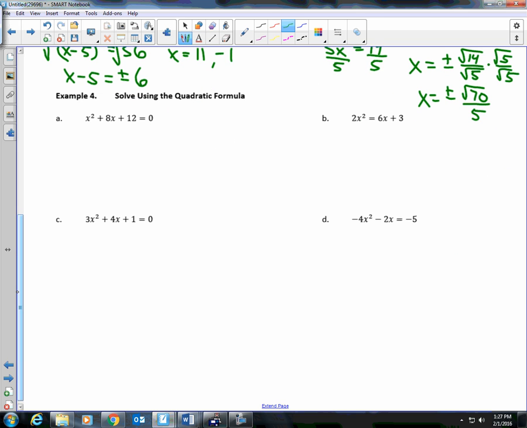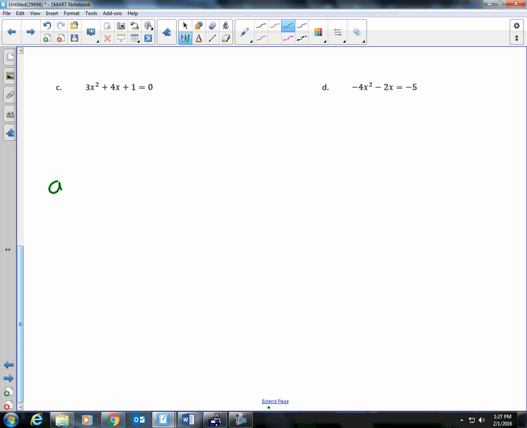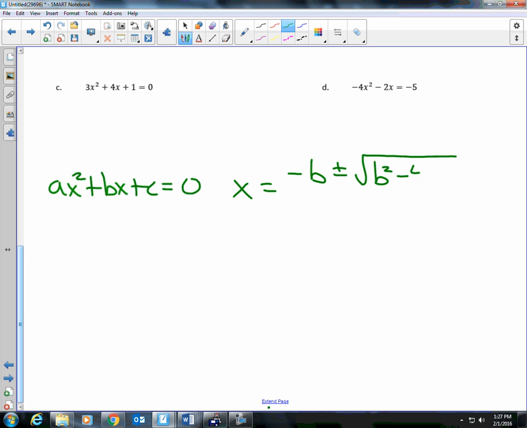Another thing we want to practice is, let's say something doesn't factor. We're going to need to use the quadratic formula. The quadratic formula says this. If you have ax squared plus bx plus c, and you set it equal to 0, the solutions for x end up being negative b plus or minus the square root of b squared minus 4ac, all divided by 2a. Remember that?